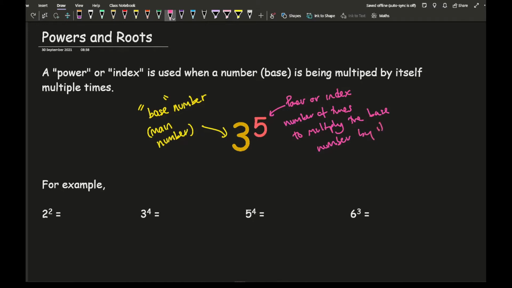by itself. So if we have a look at a few examples, here 2 squared, or 2 to the power 2, means 2 times 2. So I'm going to have two 2's being multiplied together, which gives me an answer of 4. If I had 3 to the power of 4, which is how you'd say it, it means 3 four times. So I've got 3, 3, 3, 3, and I'm going to multiply those. A quick way of working this out: 3 times 3 is 9, and 3 times 3 is 9, so 9 times 9 is going to give me 81.